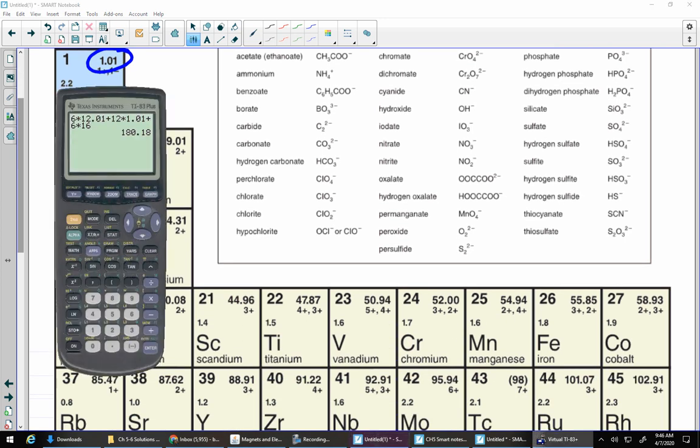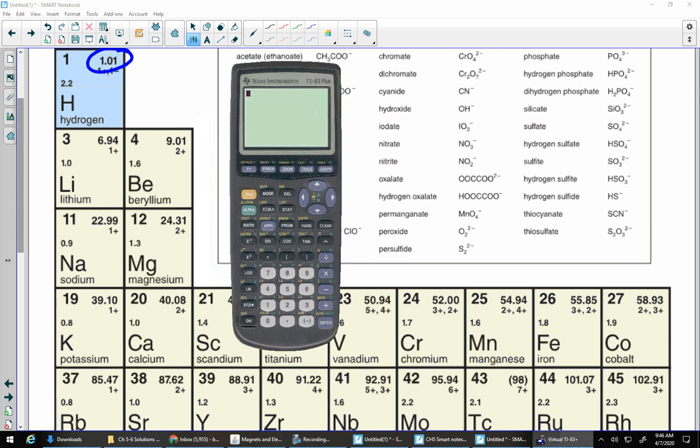So I'm just going to, in my calculator, let's get rid of the glucose example. I'm going to do 3 times 24.31. So 24.31, 3 times. We got 3 of them, perfect.